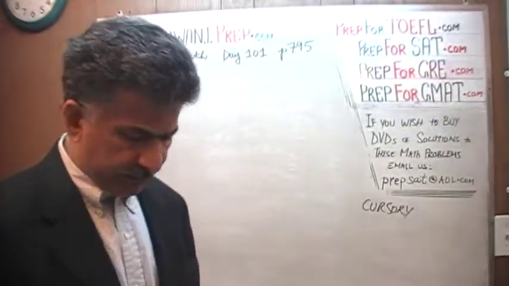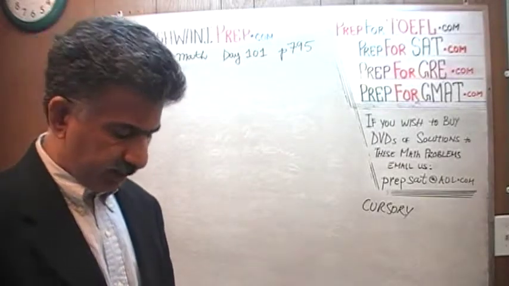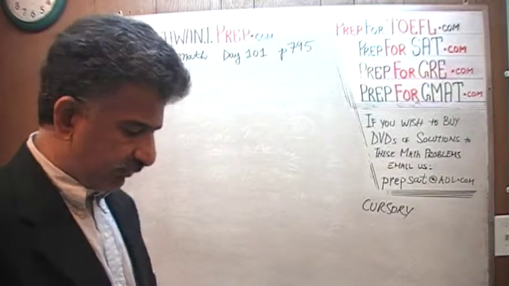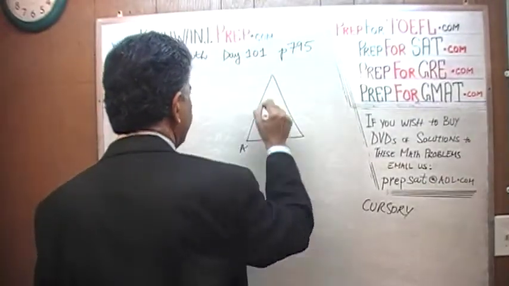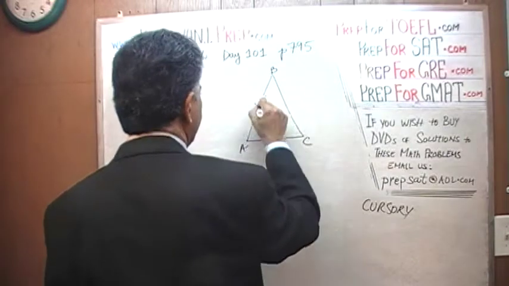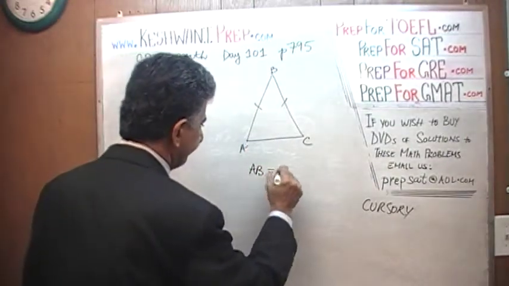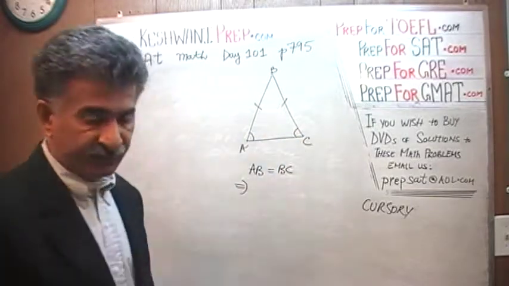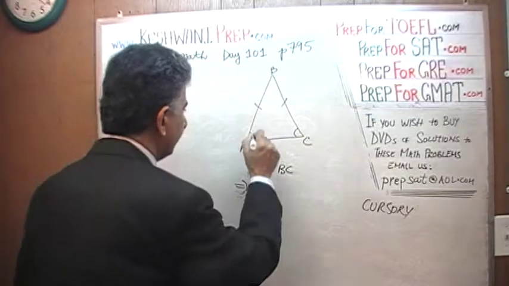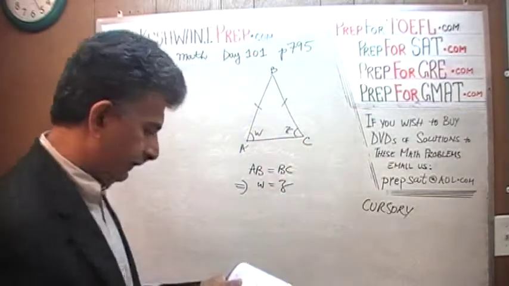We are given a picture here, which we are told is not drawn to scale, but they go on to tell us something about the picture. It says if AB equals BC, so let's draw it here. AB is equal to BC. That also implies that this angle must equal that angle because it's an isosceles triangle, and those angles are W and Z. So W must equal Z.